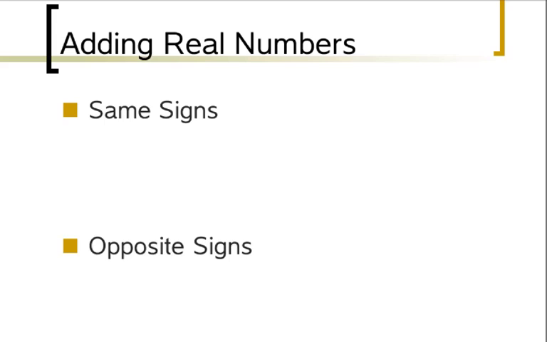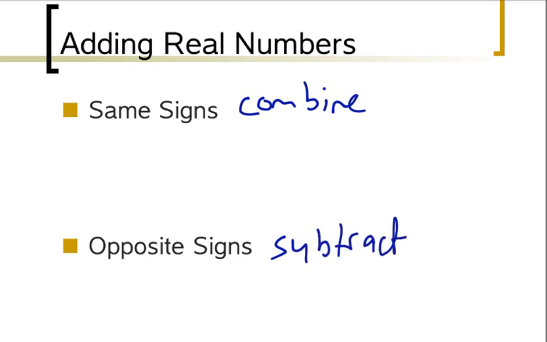Alright, in this lesson we're going to do various operations on real numbers. We're going to start with adding two real numbers. First of all, we start with the same signs. Whenever it's the same signs, you combine. Whenever they're opposite signs, you subtract. Okay, so same signs combine, opposites subtract.